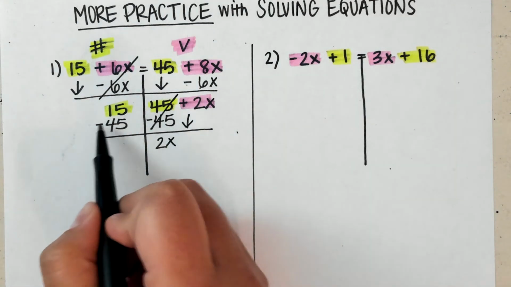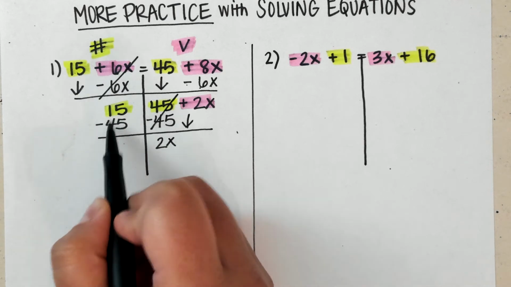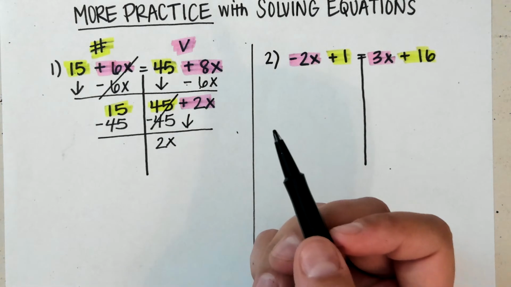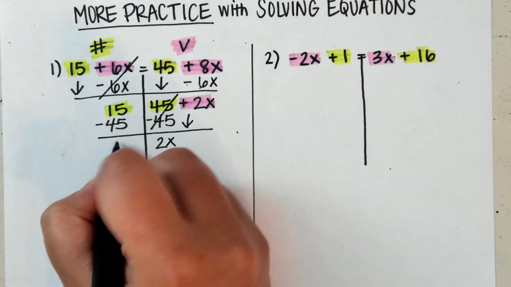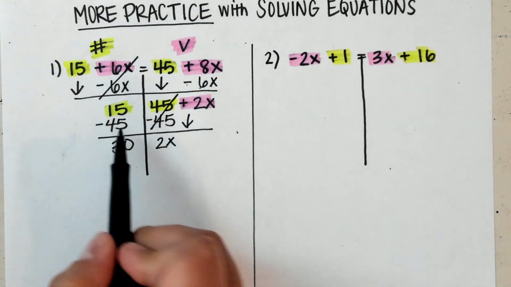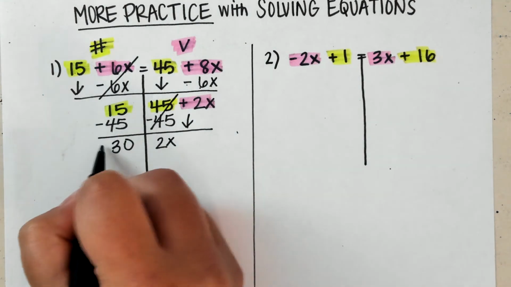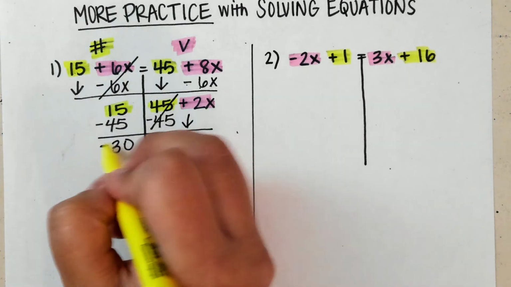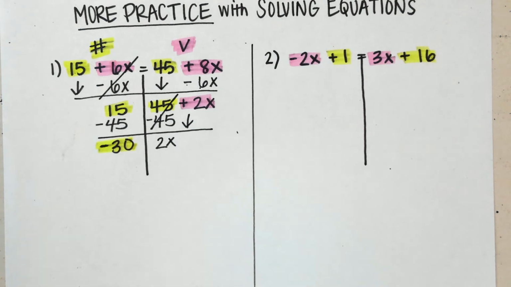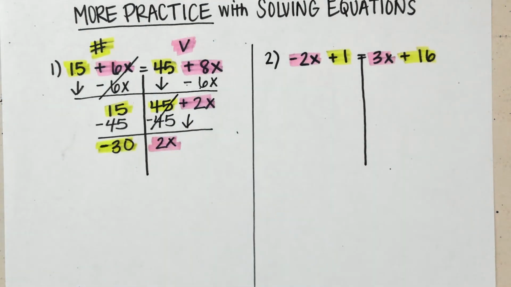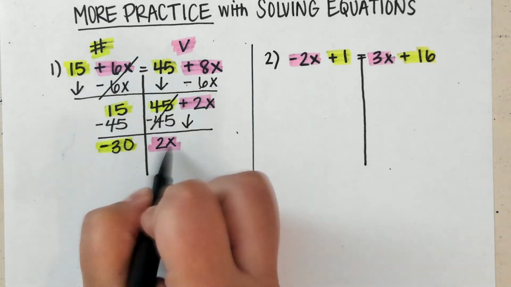And then I have 15 minus 45. One is positive, one is negative. When the signs are different, I'm going to subtract. When I subtract, I get 30. And then since 45 is the bigger number and 45 is negative, my answer is going to be negative 30. Negative 30 does not have a variable, so I'm going to color it yellow. And then I'm going to color my number with the variable pink. So now I have negative 30 equals 2x.